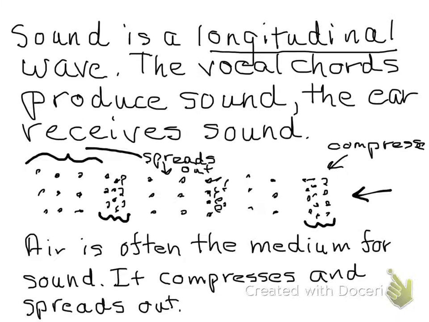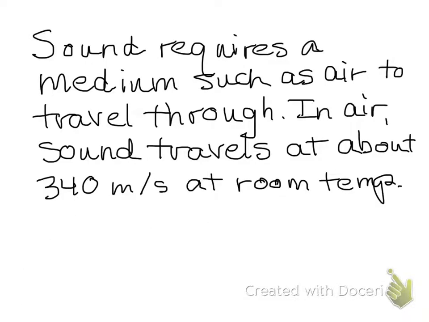Sound is an example of a longitudinal wave. The vocal cords produce sound and the ear receives sound. So we have areas that alternately spread out and compress in a sound wave and a longitudinal wave. Air is often the medium for the sound. It compresses and spreads out. Sound requires a medium such as air to travel through.